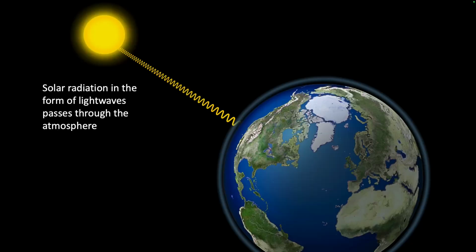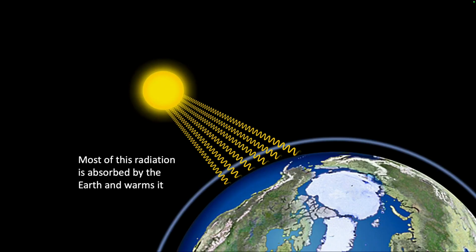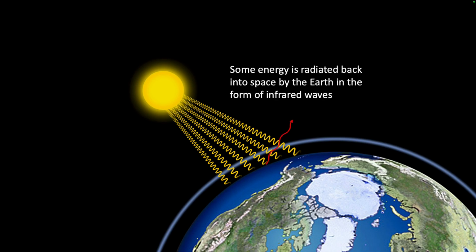Burning them to use the energy that they contain releases carbon dioxide, and carbon dioxide is a greenhouse gas, meaning it hangs out in the atmosphere and prevents heat from escaping into space. So it works like this. Solar radiation in the form of light waves passes through the atmosphere. Most of this radiation is absorbed by the Earth and warms it. Some energy is radiated back into space in the form of infrared waves.